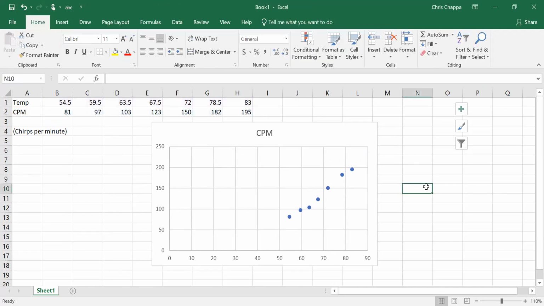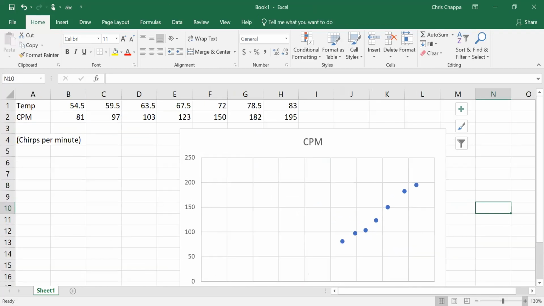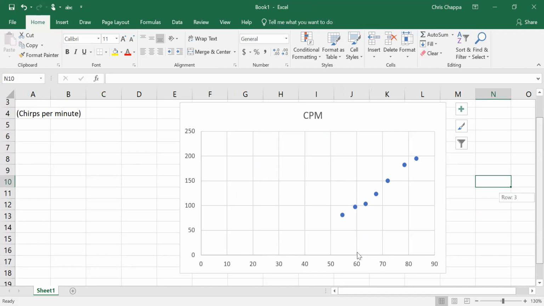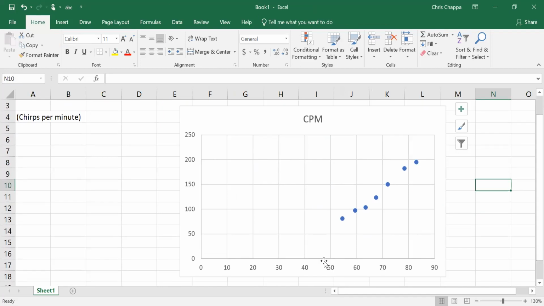There we go. Voila, scatter plot. Now, if I were drawing this by hand, I wouldn't have started this at 0. Let me zoom in on it. I wouldn't have started the horizontal axis on 0 because my lowest number was in the 50s. It's perfectly okay to start at a number besides 0. This one just kind of defaulted that way.